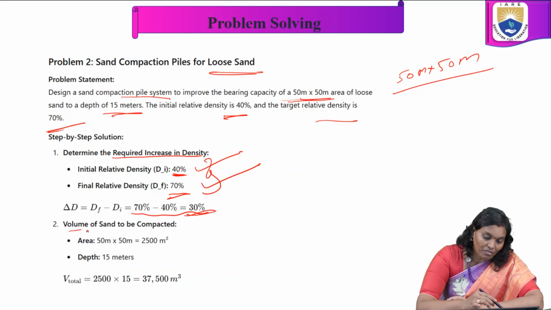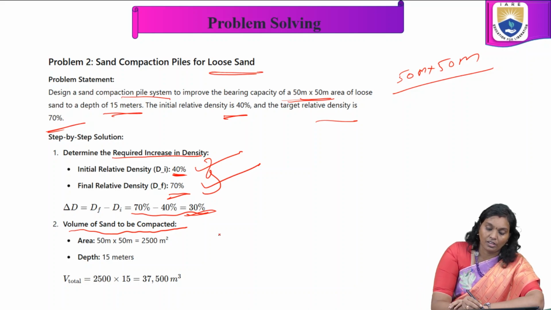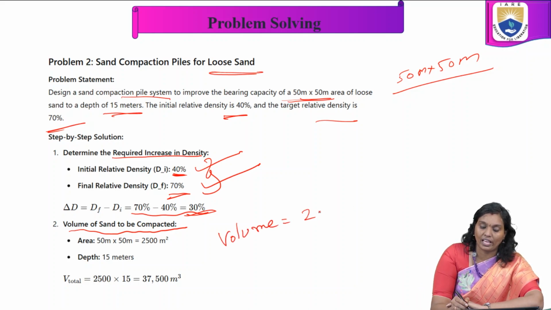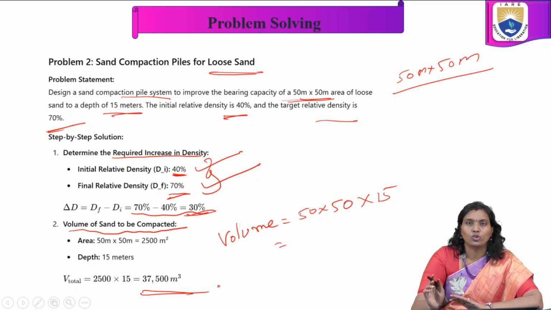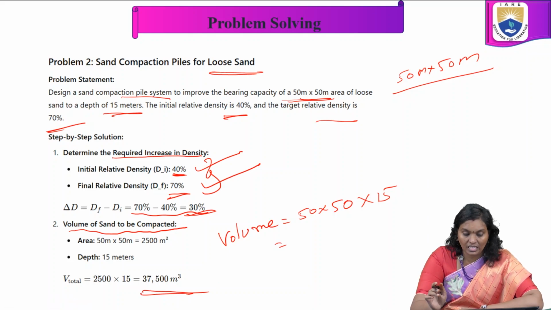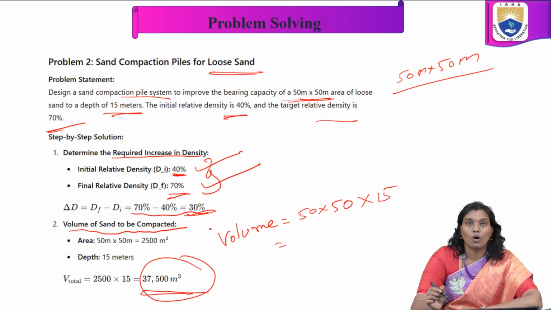Now, the volume of sand to be compacted. How much volume of sand is to be compacted in this particular problem? First we have to find out the total volume, that is equal to area, 50 into 50, multiplied by the depth, that is equal to 15 meters. So finally this is the volume of the total sand, which we are going to compact.